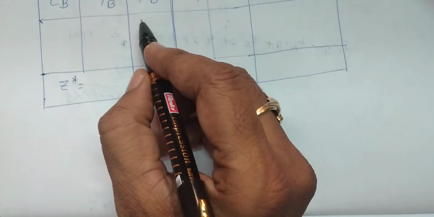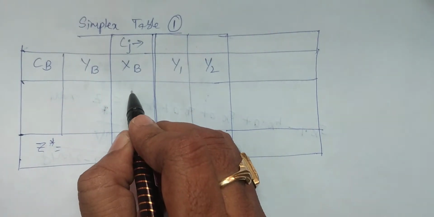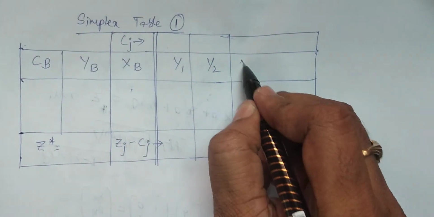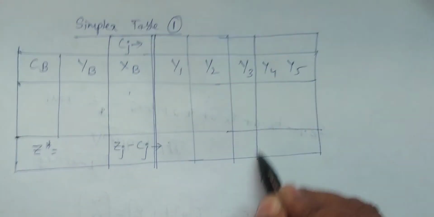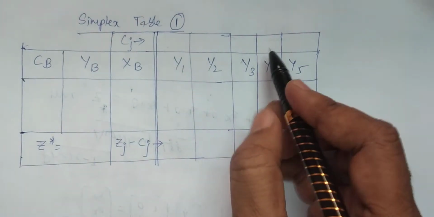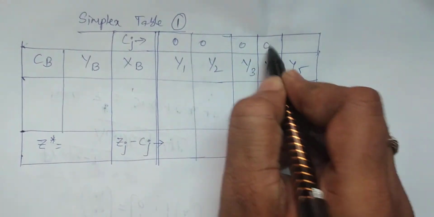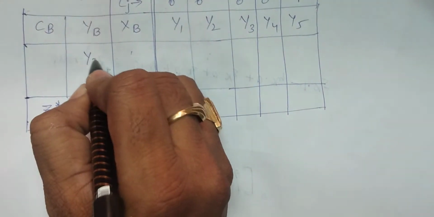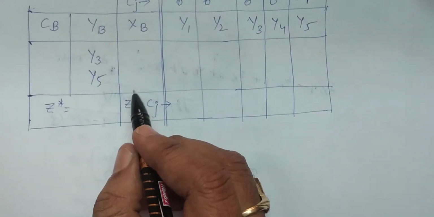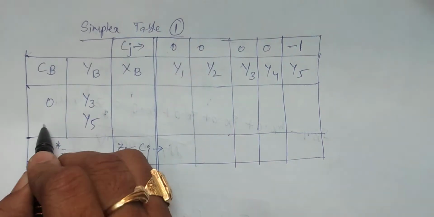What is the first column of the simplex table? It is xb. You see here, this is the simplex table 1 I have formulated, with xb and y1 y2 y3 y4 y5. These are the additional vectors I have considered. Only y1 y2 I have written, the remaining values I am also writing here. Remaining all the costs are zeros except y5, it is -1. In the basis we have y3 y5, corresponding to x3 and x5. The cost for y3 is 0, y5 is -1.